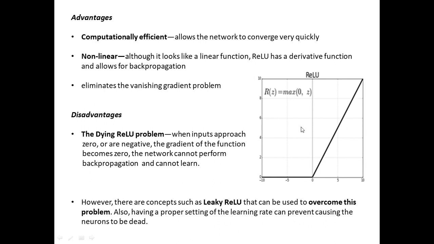But even though the ReLU function is widely used in present day scenarios, it also suffers from disadvantages. The first is the dying ReLU problem. When the input reaches 0 or any negative value, the gradient of this function also becomes 0. That is, the network cannot perform backpropagation, so finally the network cannot learn. At this moment we can say that the neurons are dead. If the neurons are dead, the network cannot perform any learning.